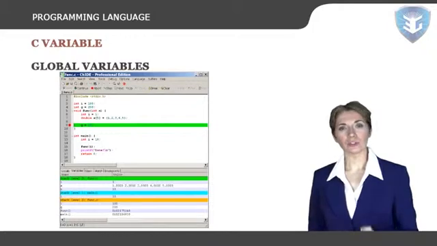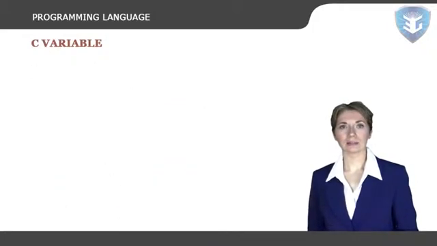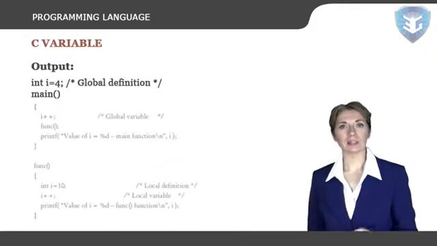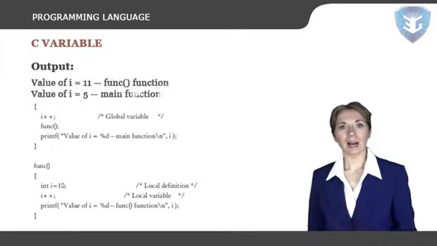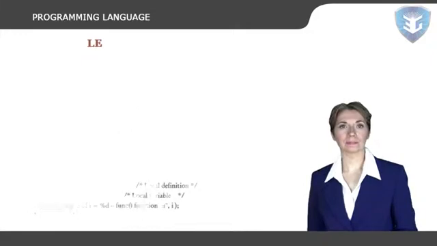Look at the example shown to understand this. i in the main function is global and will be incremented to 5. i in func is internal and will be incremented to 11. When control returns to main, the internal variable will die and any reference to i will be to the global.